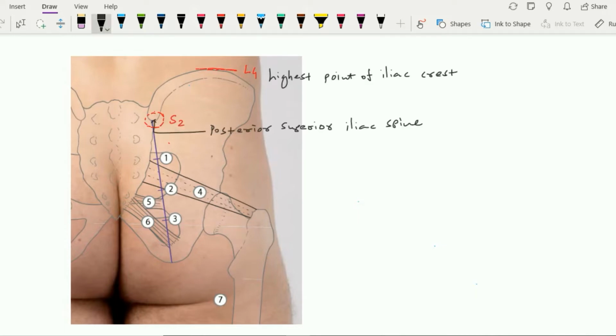The greater trochanter is situated around one hand breadth below the anterior superior iliac spine, and the ischial tuberosity is situated somewhere here, and this ischial tuberosity lies in the line of the posterior superior iliac spine and below the level of the tip of the coccyx.